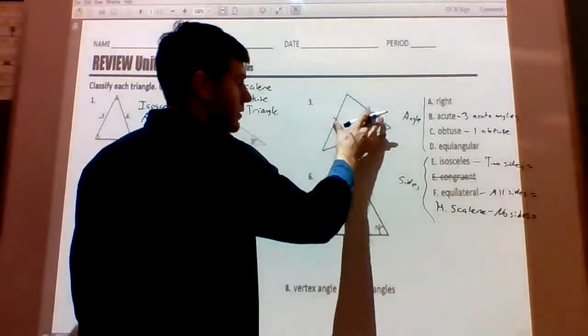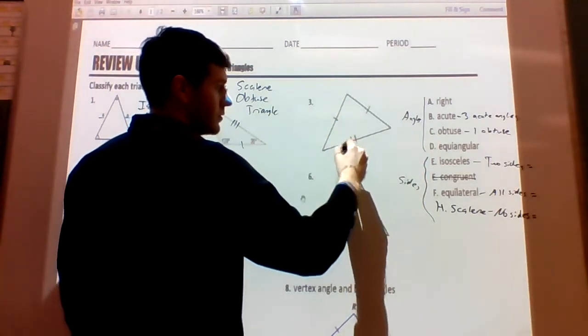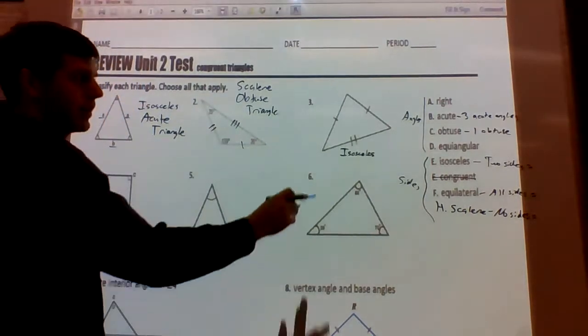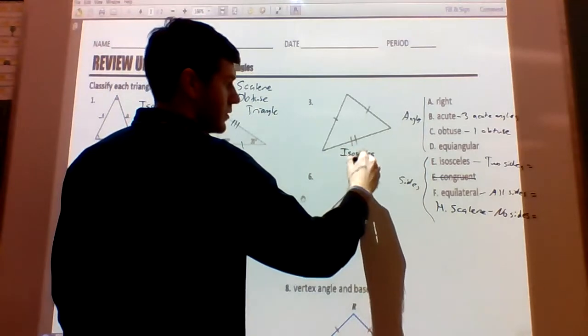Here we have two sides that are the same length. So if we have two sides that are the same length, it's going to be isosceles. And then we notice we have three acute angles. So this is isosceles acute.